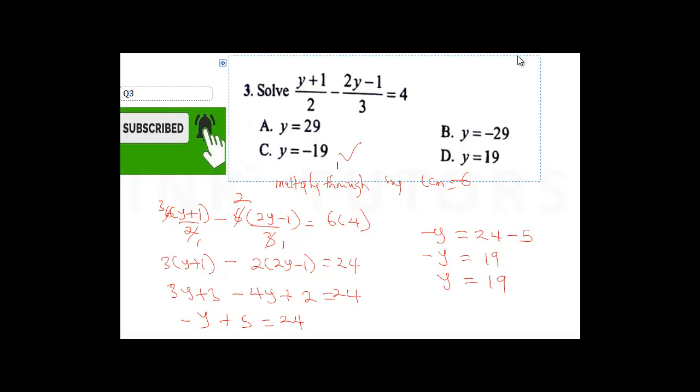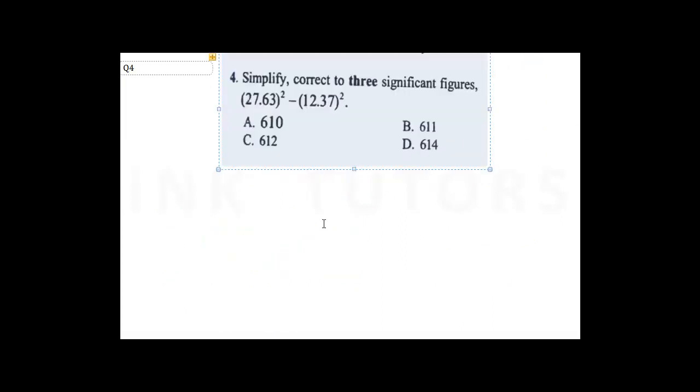So that's C is the correct answer. Now the next question says simplify this to 3 significant figures. Now, here you need to use your calculator. So we're going to employ our calculator.